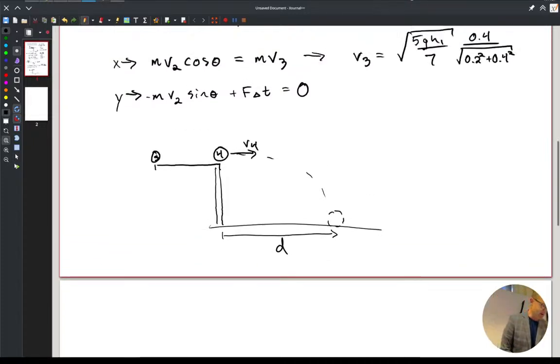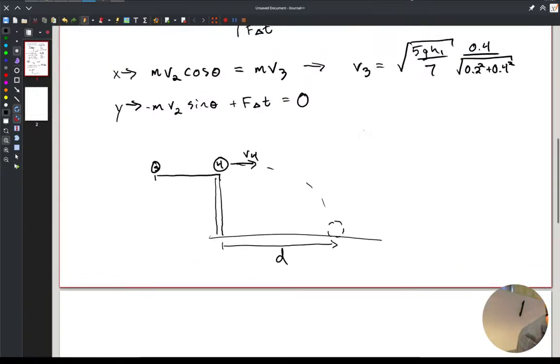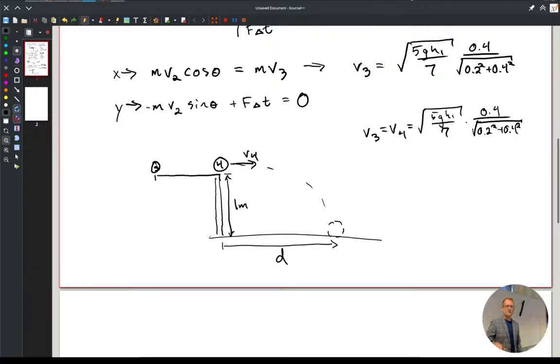So we have V3, which means we have V4, which means I have 5GH1 over 7, 0.4 over 0.2 squared plus 0.4 squared. So how far am I going? And I think this total height that it drops is 1 meter. Like a 1 meter tall table.